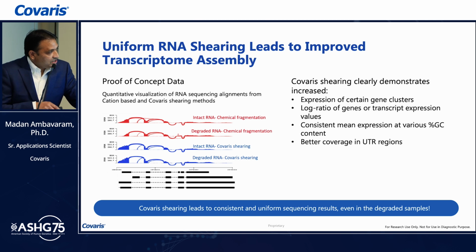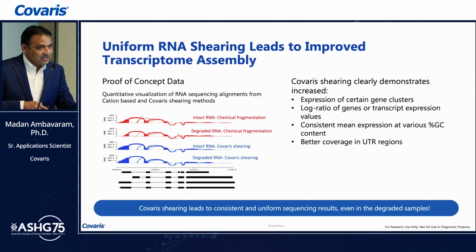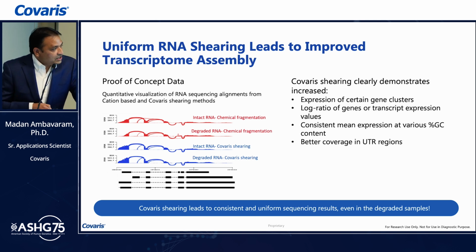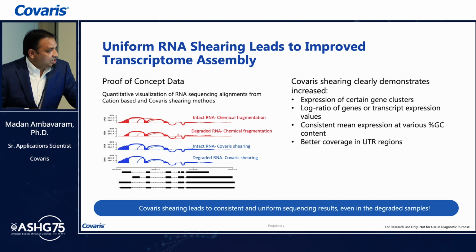With the Covaris-based shearing, you can see the sesame plots in blue, which clearly demonstrate that there is increased expression of certain gene clusters, which are critical regions of the genome. They also observed the log ratio by increased transcript expression and consistent mean expression, particularly for the various GC regions, and also identified the UTRs, the 5' and 3' UTR regions. This data clearly demonstrates that Covaris shearing gives consistent and uniform sequencing results even in degraded samples.